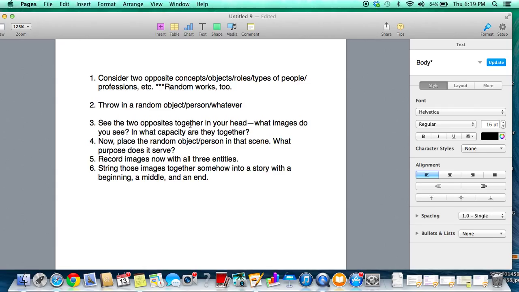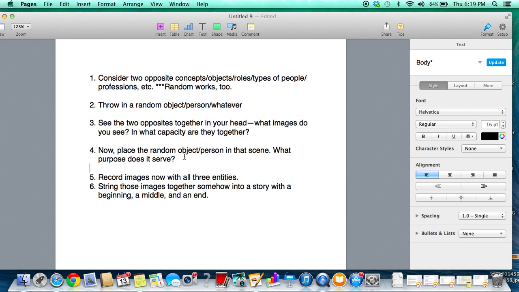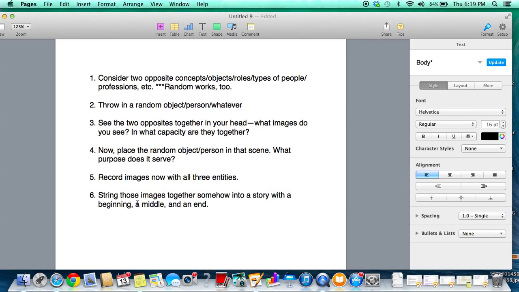Third is to see the two opposites together in your head and think about what images you see and in what capacity you're together, so you're just kind of visualizing there. Next, you place the random object or person in that scene and you think about what purpose it serves to the story. Then record images now with all three entities. That would be the two opposite concepts or the two random concepts and then the third random object concept, whatever. And then last, you string these images together somehow into a story with a beginning, middle, and end.